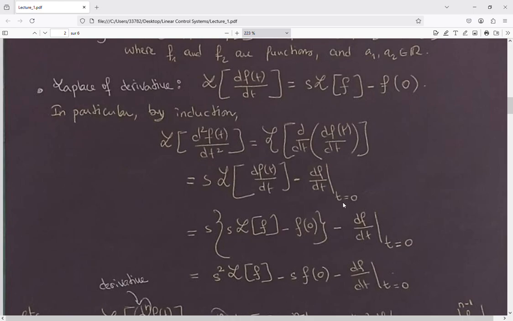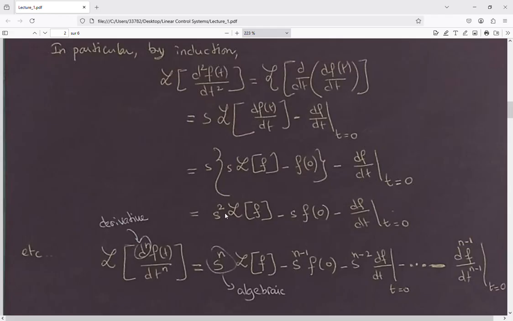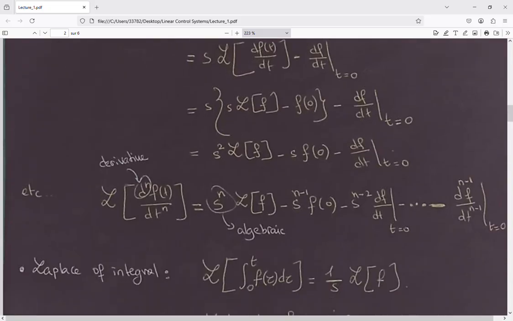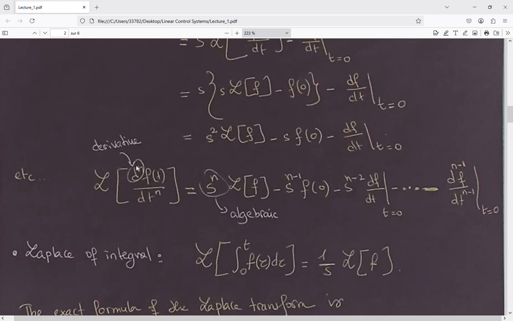Okay. Next, you apply the Laplace transform on df over dt. You do the algebra, and at the end, what you get is s squared times the Laplace transform of f minus these terms here that depend on what's called the initial conditions, so f and its time derivative at time t equal to 0. And now, by induction, you can continue like this, and you get the Laplace transform of the nth order derivative of f with respect to time. So you see here that this nth order derivative becomes s to the power n.